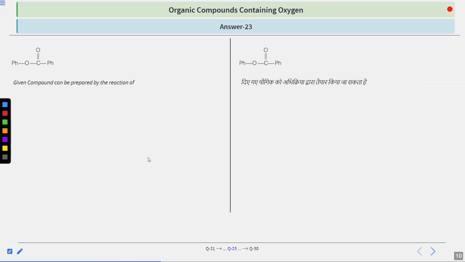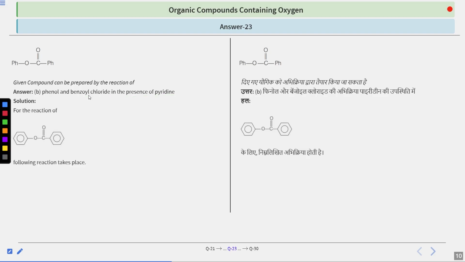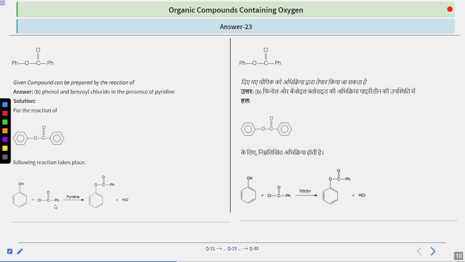The correct answer for the given question is option B, that is phenol and benzoyl chloride in the presence of pyridine. For the reaction of the compound given, the following reaction takes place. Phenol will react with benzoyl chloride, that is PhCOCl, in the presence of pyridine, and you will get your desired product, which is two benzene rings attached together with the COO bond, plus HCl as a side product.